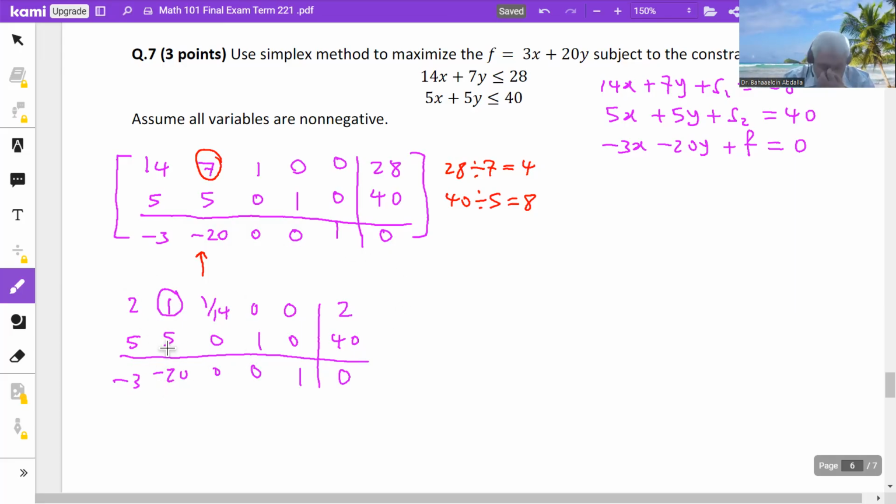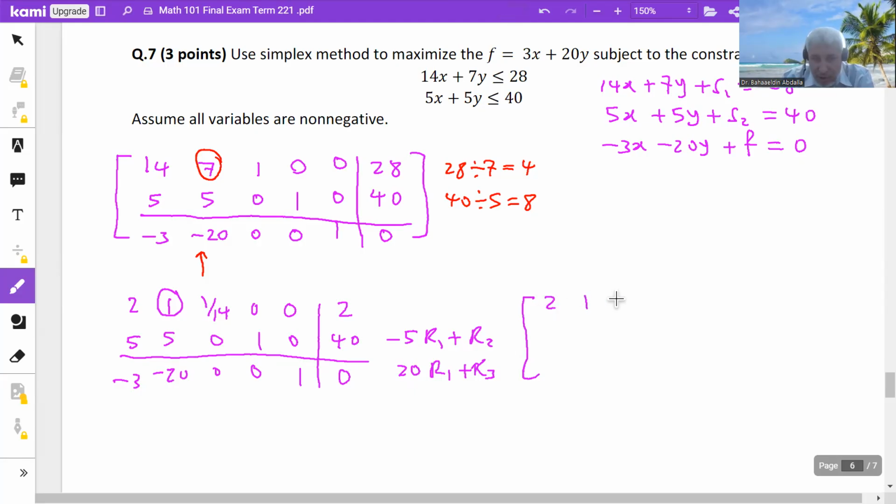Notice that this is not a simplex tableau. Okay, this is a step in the middle. So negative 5, I have to multiply row 1 by negative 5, add it to row 2 to change this 5 to 0. Also to change negative 20 to 0, I multiply row 1 by 20, plus row 3. And now I'll get the new tableau.